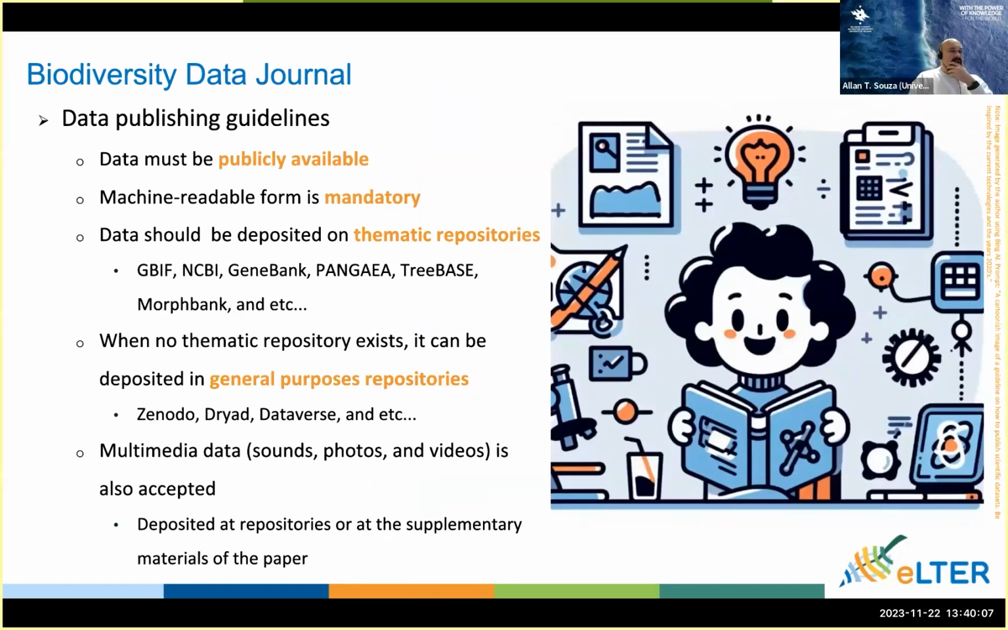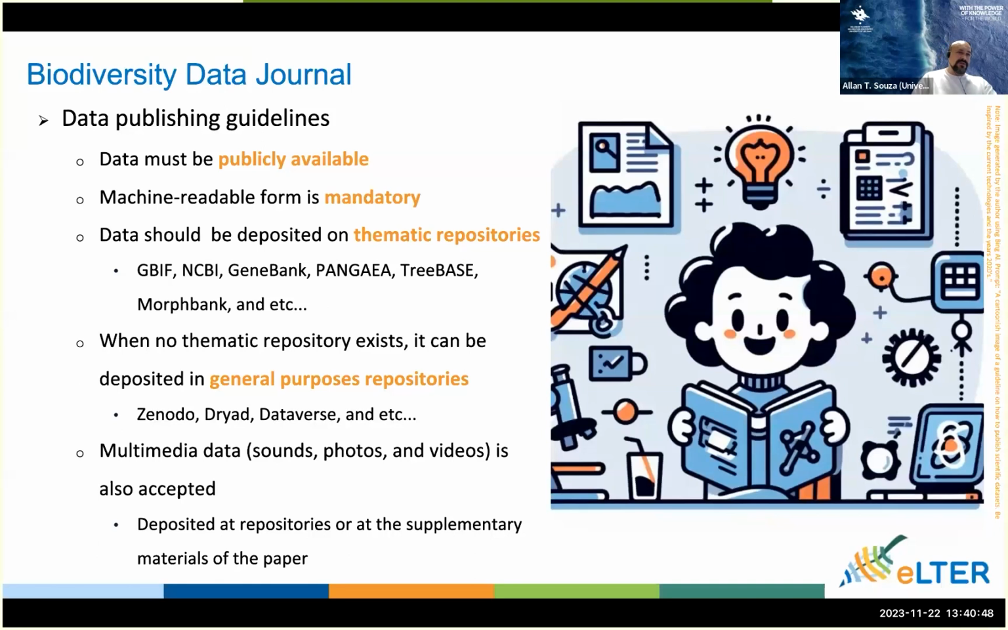So here I will just try to give a brief summary of the data publishing guidelines that I found that are really important for people that are starting or thinking about publishing data papers in this journal. So the first thing is that the data must be publicly available. They do not allow the data to be not publicly available when you are submitting your paper. Also, this is quite relevant: they are mandating that the data should be machine readable from the start.